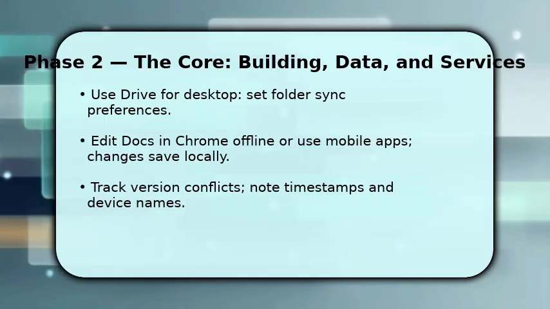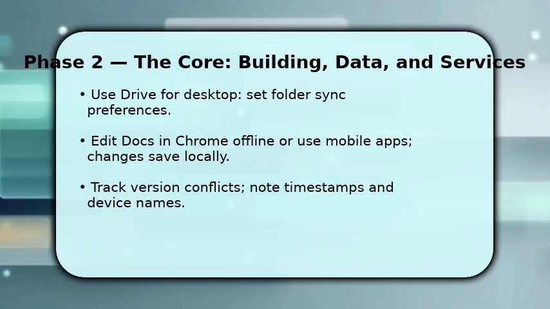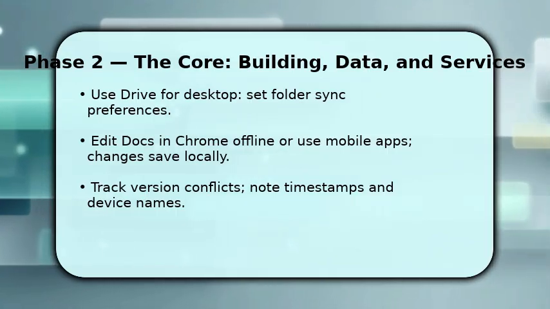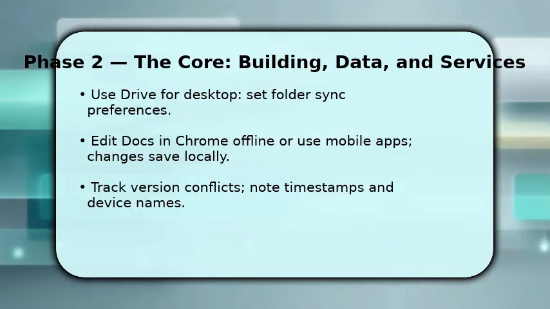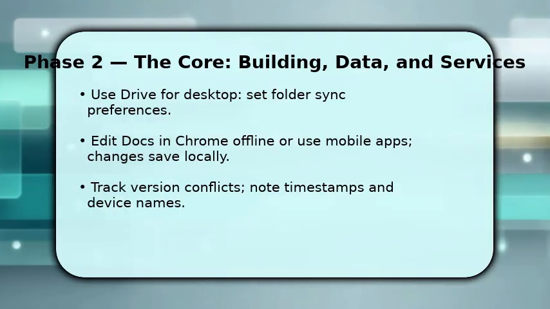On mobile, open the Docs, Sheets, or Slides app and ensure offline files are downloaded. When you edit, changes save to the local cache. Drive queues them for upload when you reconnect. Make sure to check timestamps and device names if two edits conflict, because Drive prioritizes the newest saved version and will create a conflict copy if needed.